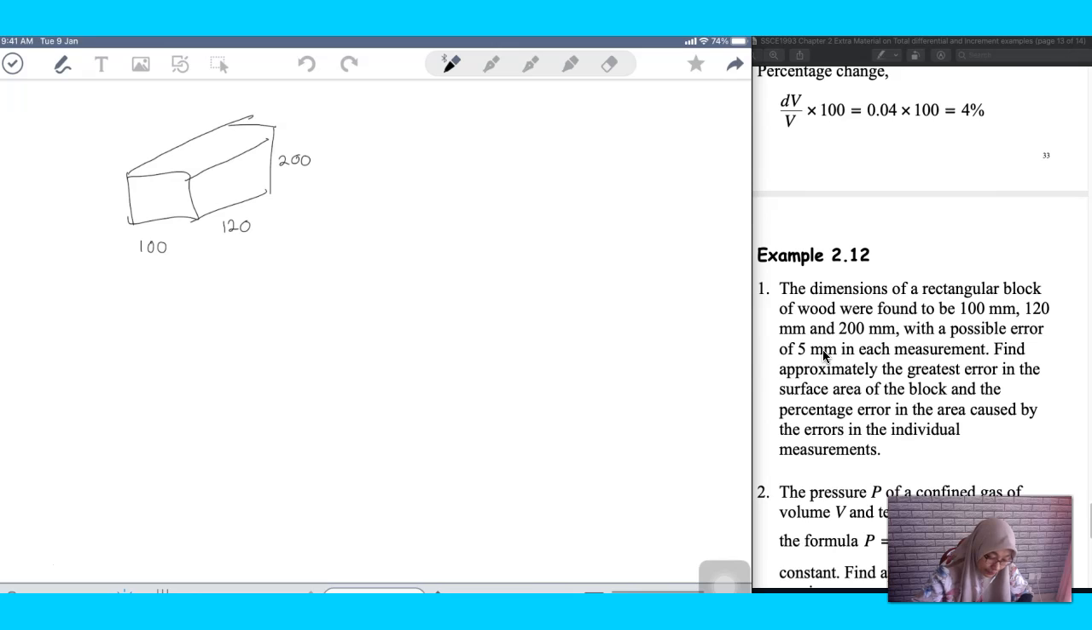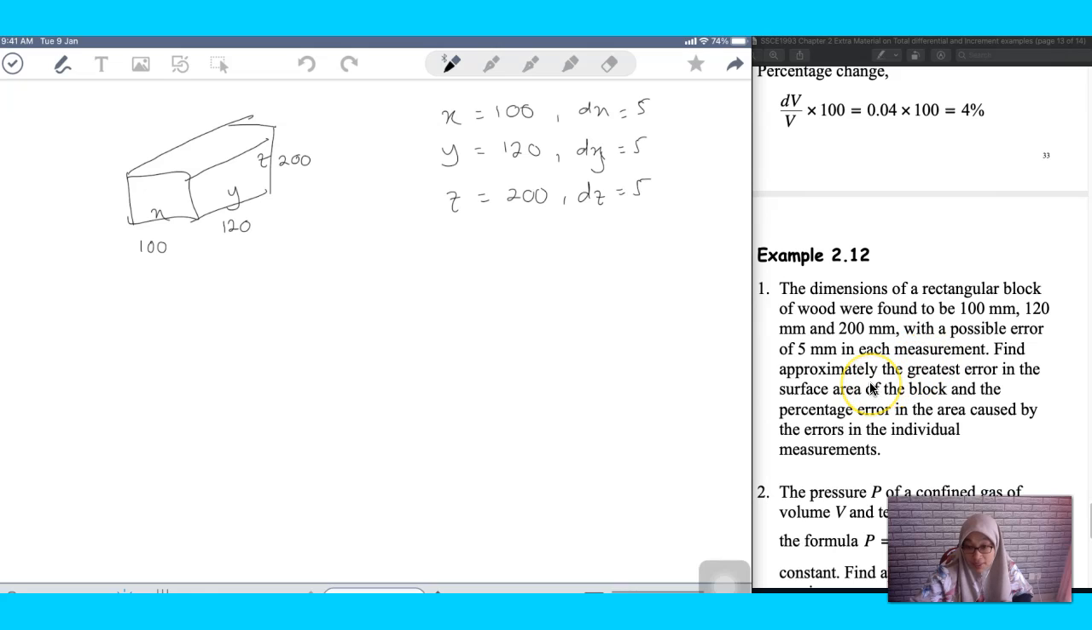So let's say the width is x, the length is y, and the height is z. As provided, we have 100, 120, and 200, and the error of each measurement, x, y, and z, is 5. Because we have the same unit, I don't put the unit, since we know that they are all millimeters.